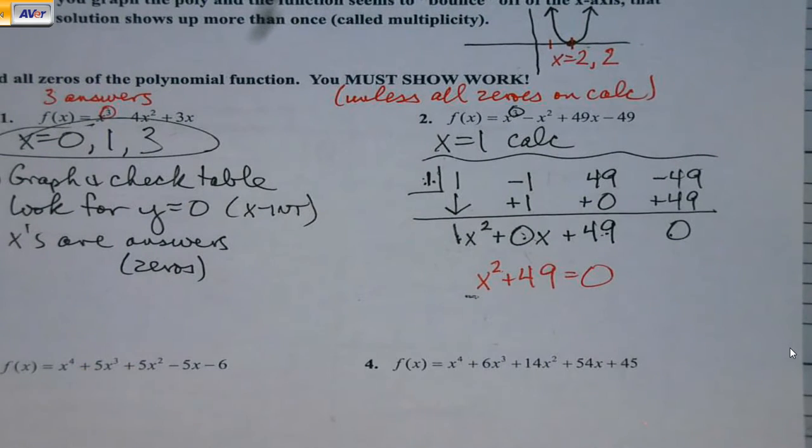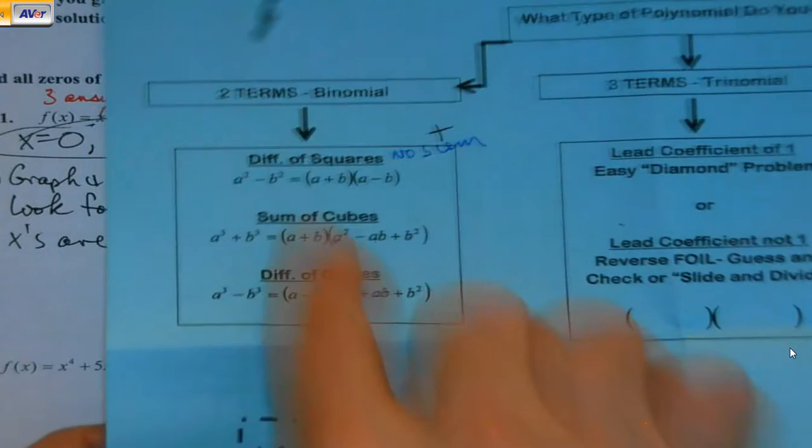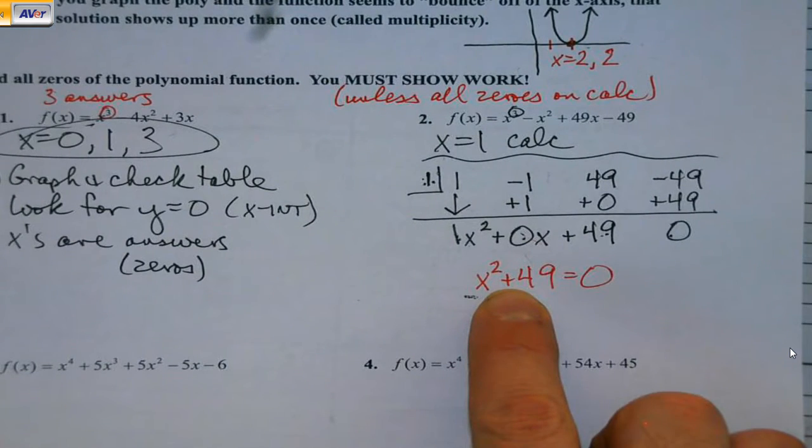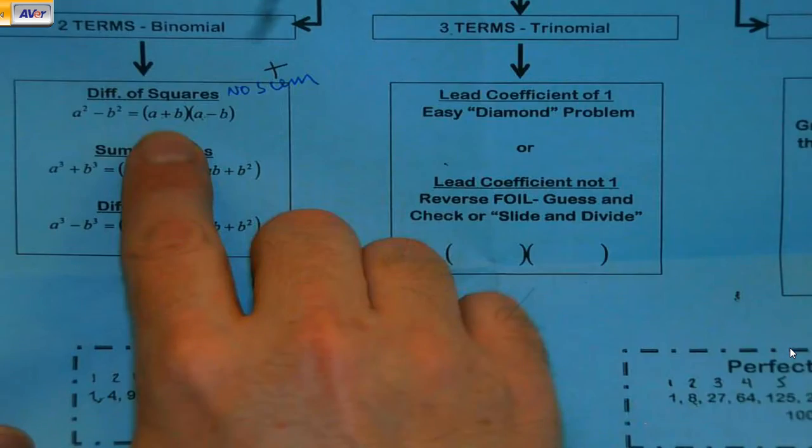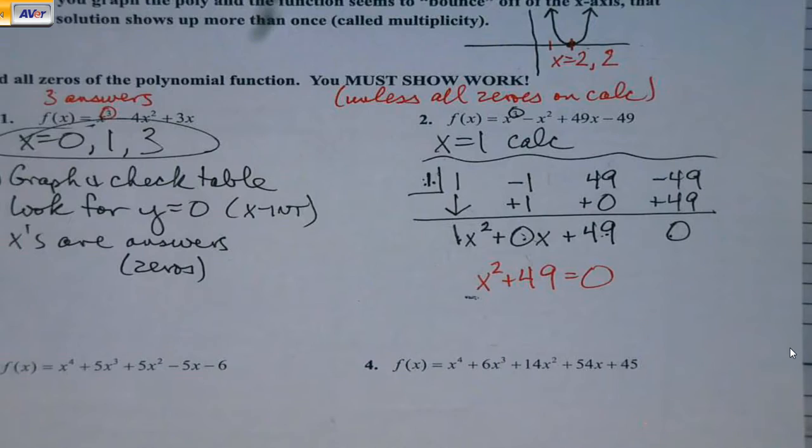So now I have to make a choice. How am I going to factor this? Maybe it's on my chart, and I'm wondering, hey, they're both squares. Maybe it's a difference of squares. Oh, wait a minute, that's a plus. Notice there's no such thing as a sum of squares. Okay, so that's not going to work.